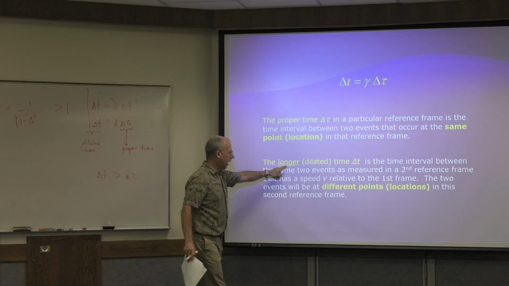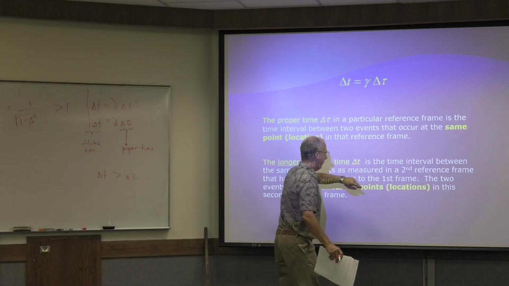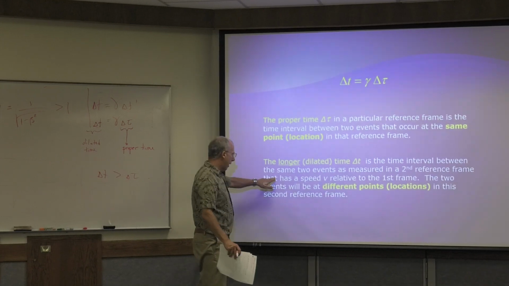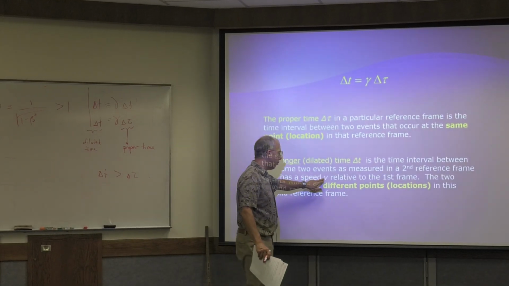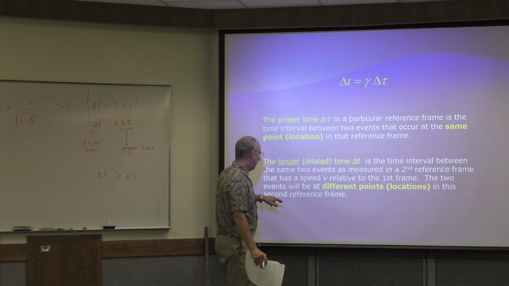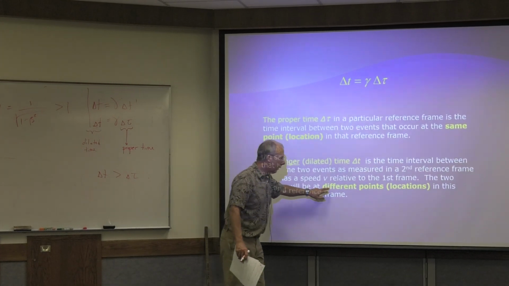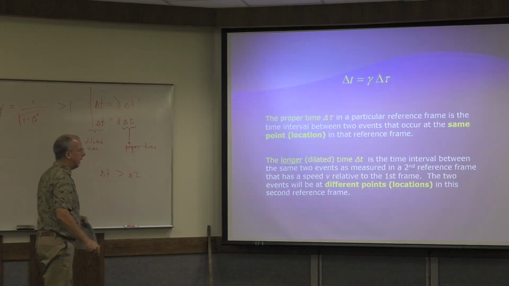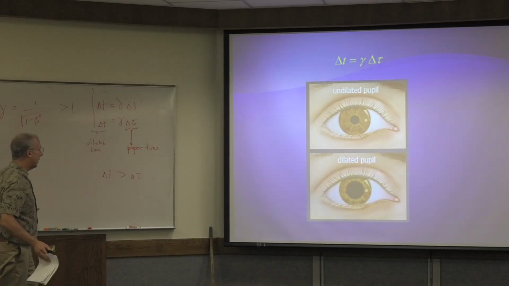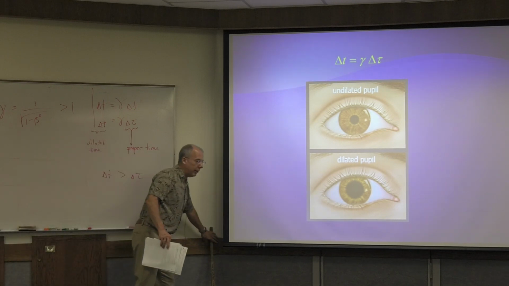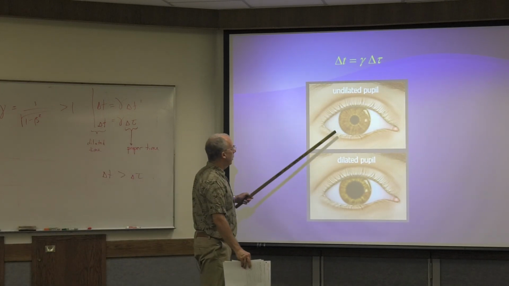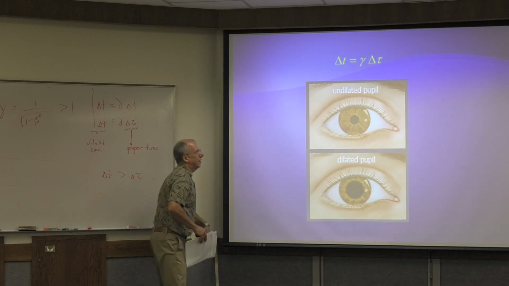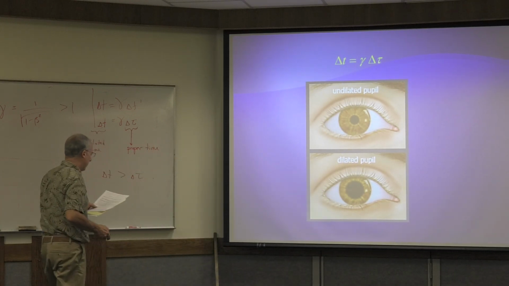But the longer dilated time is the time interval between the same two events as measured in a second reference frame that has a speed relative to the first frame. The two events will be at different locations in this second reference frame. And we'll do some examples. And here's why they call it time dilation. If you ever go to the optometrist, they dilate your eyes. So here's undilated people, here's your dilated people. Whatever, it makes it easy to remember.